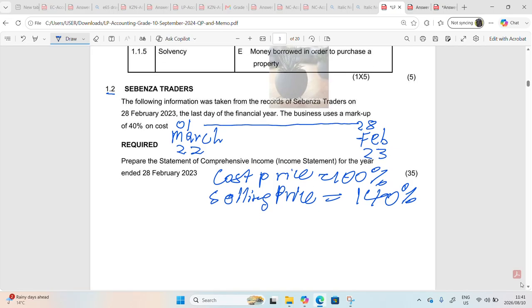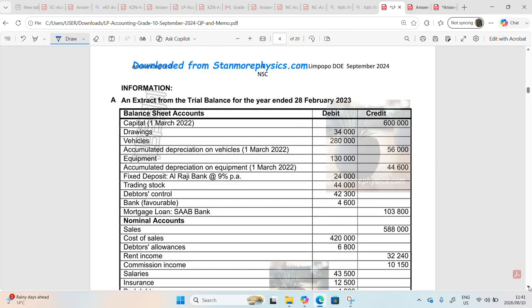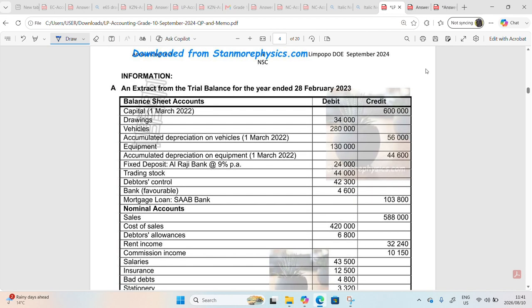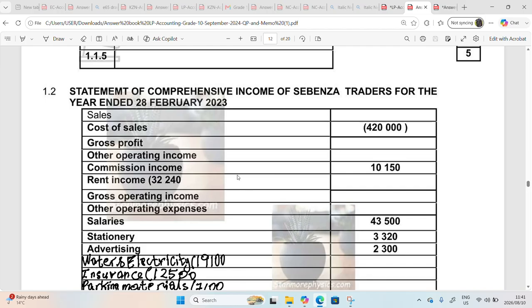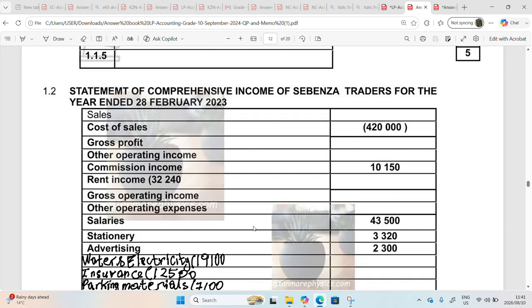So what are we required, guys, to prepare? The statement of comprehensive income, the income statement for the year ended 28 February. So let's go and check our information. All right, so we are also given the answer book, guys. Let me show you the answer book where we are going to write.